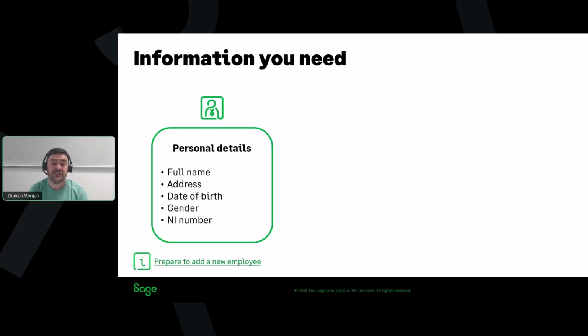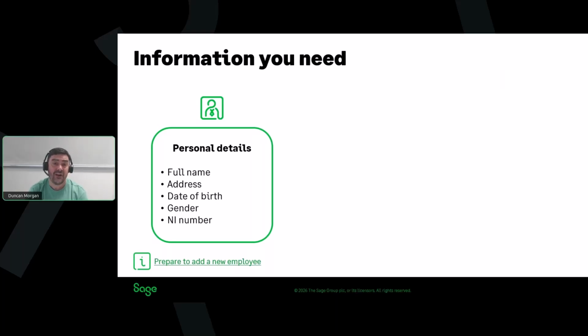So the key personal details you'll need are the employee's full name. So it must be their full name as in an identity document, so no abbreviations or initials. You would need their address and UK postcode. You need the employee's date of birth and gender, and where possible, the employee's national insurance number.